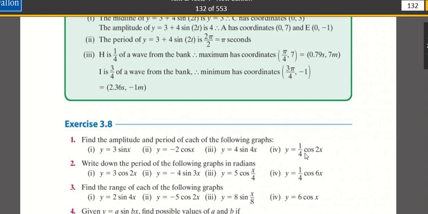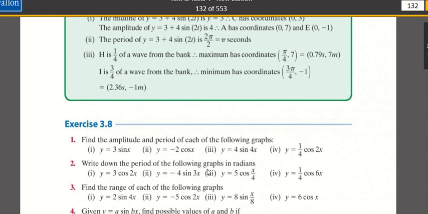Then next one, 1 over 4 cos 2x. In that one, the amplitude will actually get smaller, so it'll only be a quarter of the size. So the range would be between a quarter and minus a quarter. And then the period, if we do 360 divided by 2, gives us 180. So 180 degrees is the period, or pi is the period.